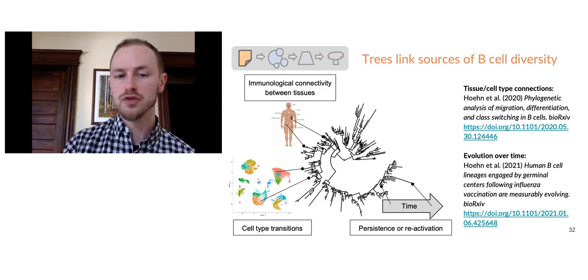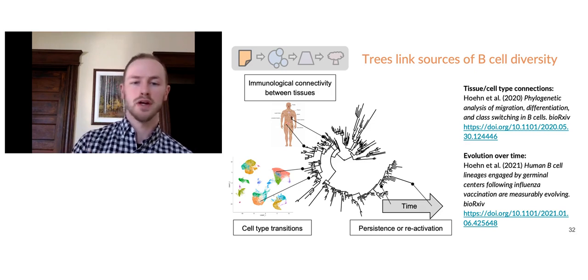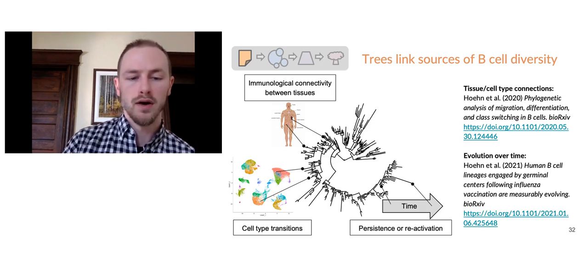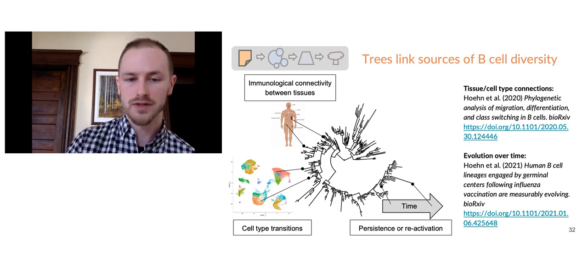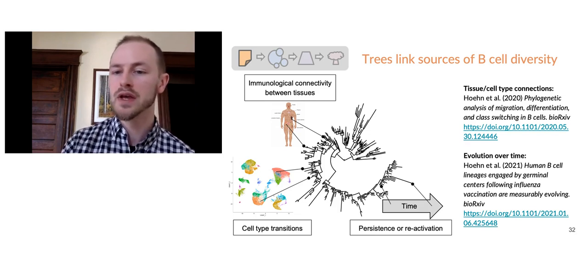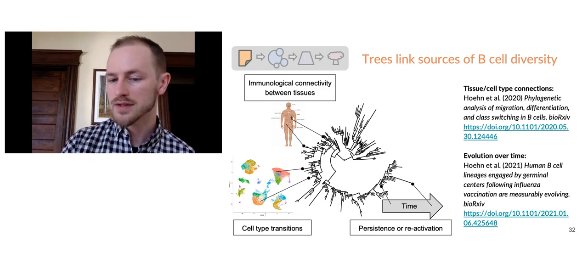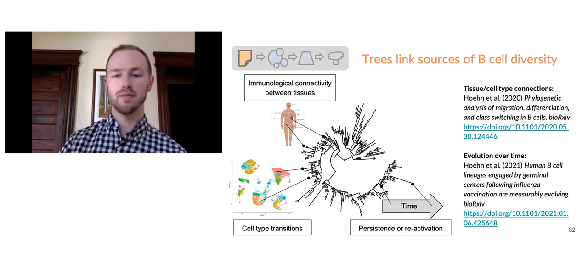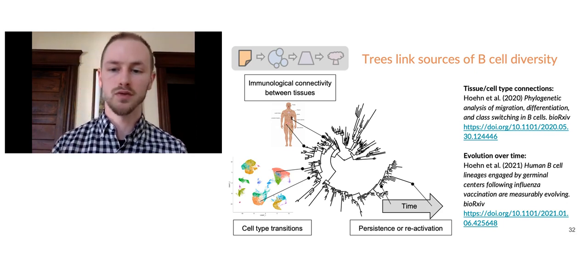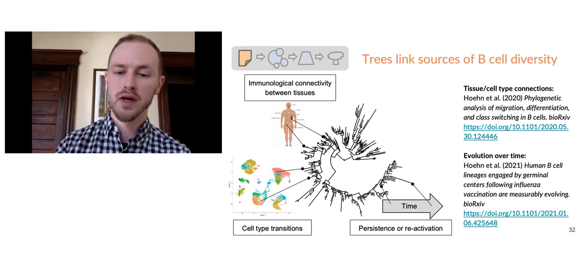data from different tissue biopsies, which can tell us about immunological connectivity, or data from different cell type transitions, which can tell us about how cell type transitions are occurring in B-cell lineages. And for doing those kinds of analyses, if you're interested, we have a preprint out detailing one method for analyzing these discrete data types in B-cell lineages.